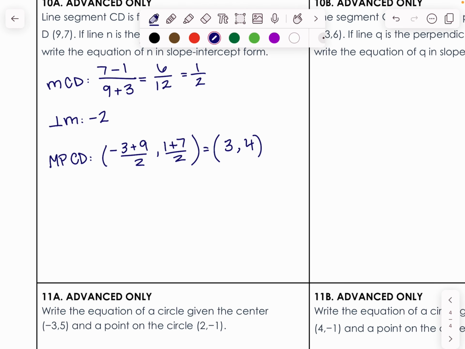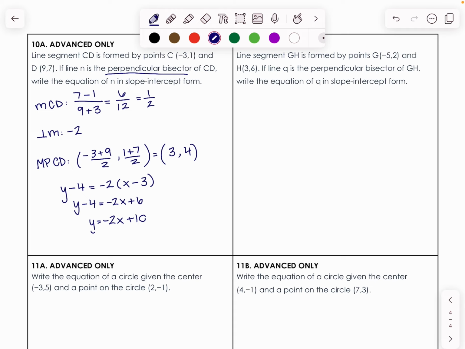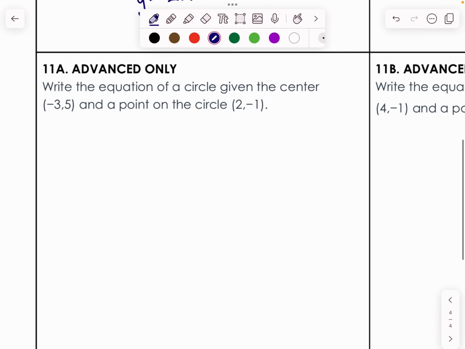So now I have my point, I have my slope. I'm going to use point slope. So I have y minus 4 equals -2 times x minus 3, and then I just solve from here. So distribute the -2, and then I'm going to add 4. So I get y equals -2x plus 10. Okay, so y'all are going to do 10B. All right, then our last one, 11A.